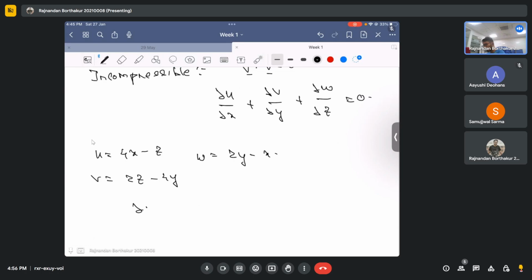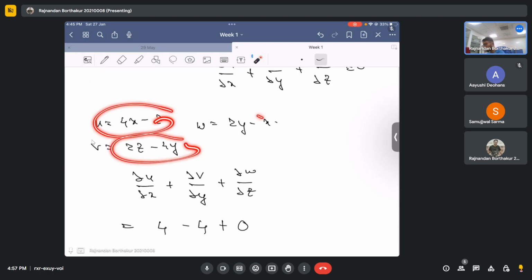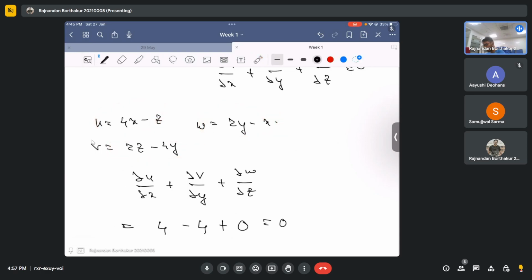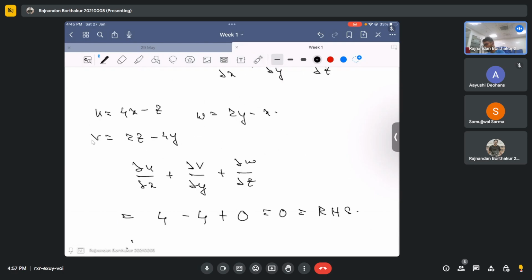So if I now evaluate del u by del x plus del v by del y plus del w by del z, this becomes: del u by del x is 4, del v by del y is minus 4, and del w by del z is 0. We just evaluate the derivatives of these terms with respect to x, y, and z respectively. So this is 0, which is equal to the right hand side, which means that of course the flow is incompressible. Therefore the flow is incompressible.